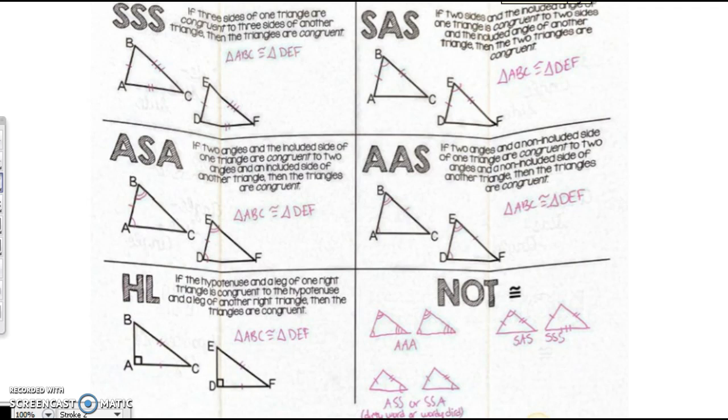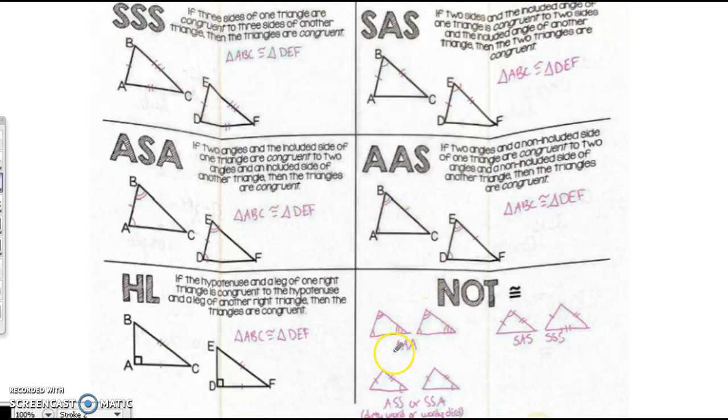Now in class, if you haven't seen this already, we're going to be creating this in class. But I just wanted to put this up here because these are the ways to tell if triangles are congruent. You can use side, side, side; angle, side, angle; hypotenuse, leg; side, angle, side; angle, angle, side. Those are the 5 ways.